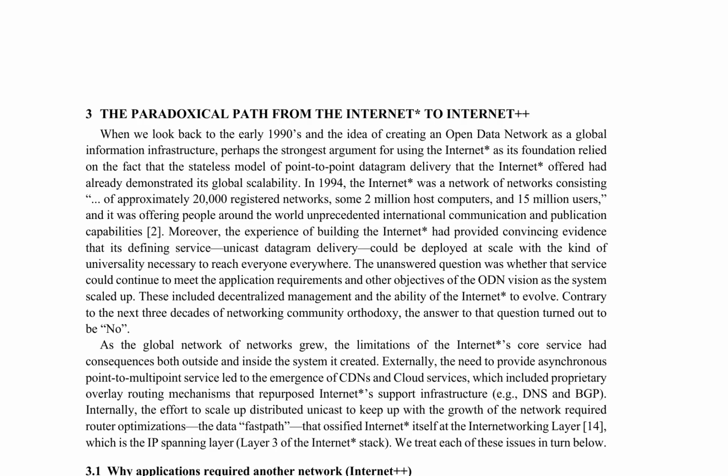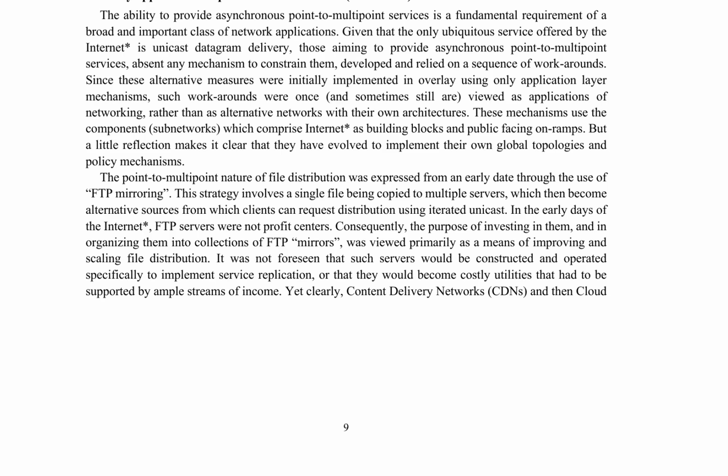The necessity for these services arose from the fundamental requirement of network applications to provide asynchronous point-to-multipoint services, which the Internet's unicast datagram delivery could not fulfill. Early workarounds, such as FTP mirroring, involved copying files to multiple servers, which eventually evolved into CDNs and cloud networks. These networks have their own global topologies and policy mechanisms, using Internet's components as building blocks and public-facing on-ramps.